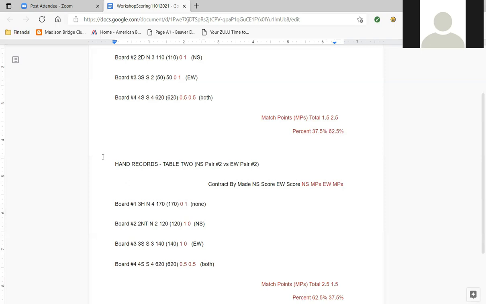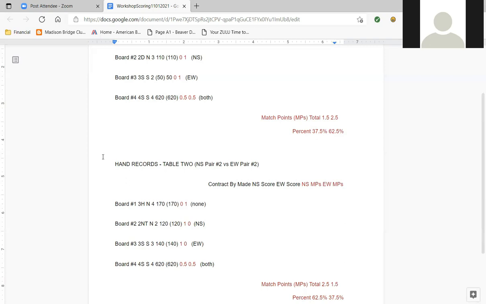In duplicate bridge competition, which north-south pair gets the master point? Well, the one at table 2, because their score was better than the north-south pair at table 1. Which east-west pair gets the master point? Well, east-west at table 1 had a score of 50. East-west at table 2 had a score of -140.